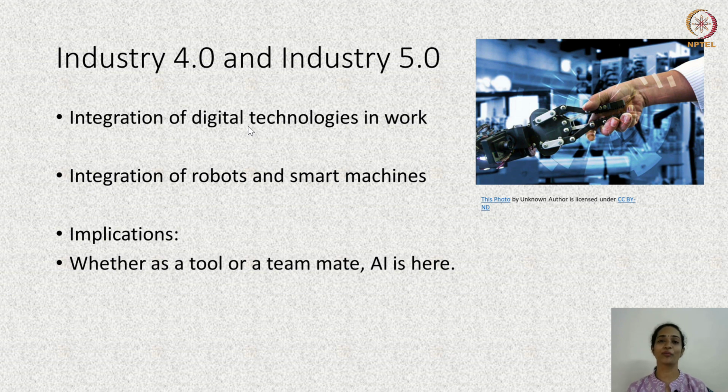We can also think about digital technologies which are used within the company. For example, on the assembly line, in case we are running short of a particular part, the AI can sense that and either alert the human team members who are controlling the assembly line or by itself dispatch an order for getting more inventory. Industry 5.0 is the next level, which is the integration of robots and smart machines.